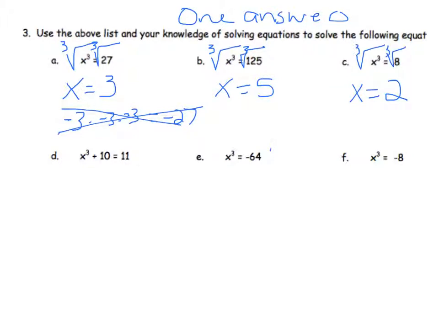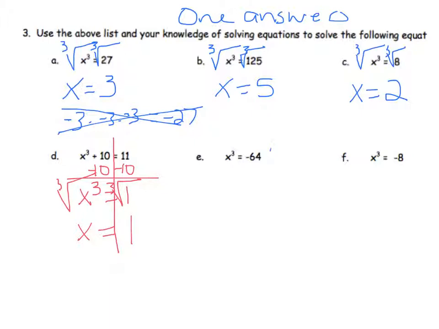This next example is a little bit more difficult because you have to isolate that x cubed first. It says plus 10, so we're going to subtract 10. We always undo. So x cubed equals 1. And then we are going to take the cube root and make sure you're putting that little 3. So x equals 1. Positive 1 only, because 1 times 1 times 1 is 1, but negative 1 times negative 1 times negative 1 is negative 1.